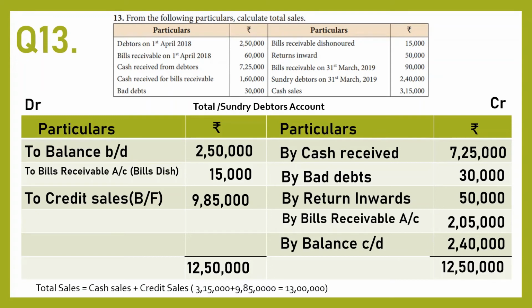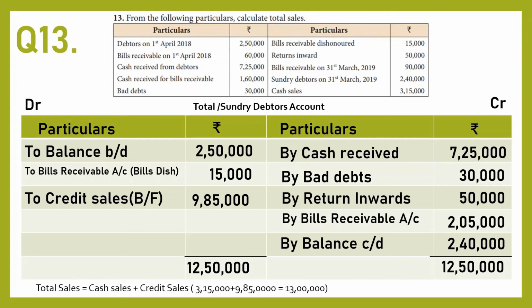So what they have asked in the problem is to compute the total sales. So the total sales is nothing but cash sales plus credit sales. We know what is the cash sales. Cash sales is again given in the problem. It is 3,15,000. To that, if I add the credit sales of 9,85,000, I get 13 lakhs. So the total sales is 13 lakhs.